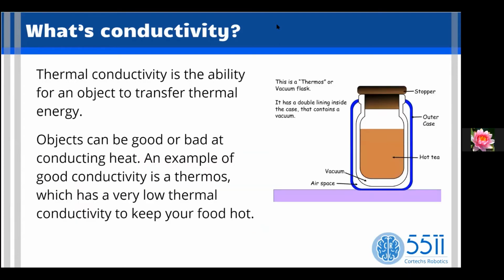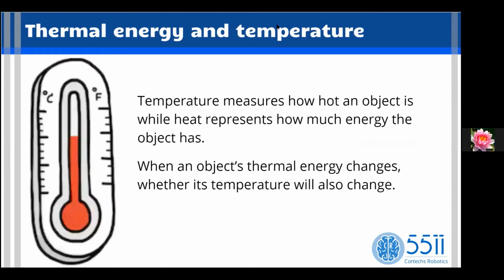Can we go to the next slide? Okay, so thermal conductivity is the ability for an object to transfer thermal energy. For example, certain objects are good at conducting heat, like metal and glass, but other things are bad at conducting heat, like air or wood. An example of a household object that uses conductivity is a thermos. A thermos has a very low thermal conductivity to keep your food hot. Heat can't transfer through the thermos and stays inside the thermos. That's why the food stays hot.